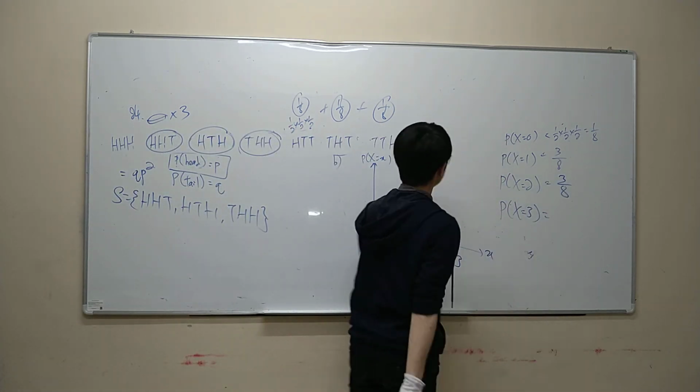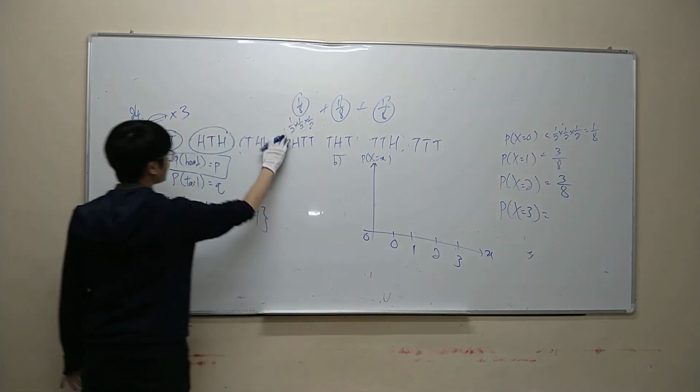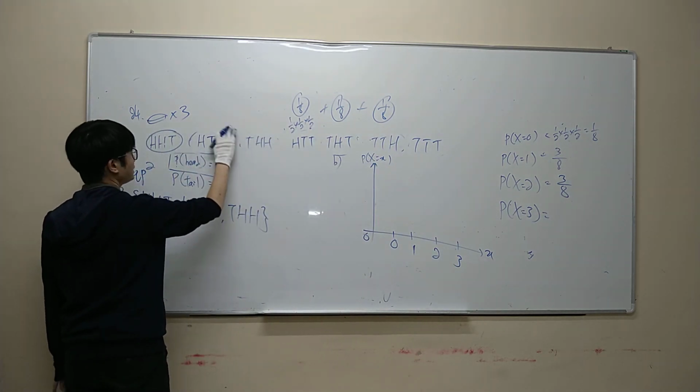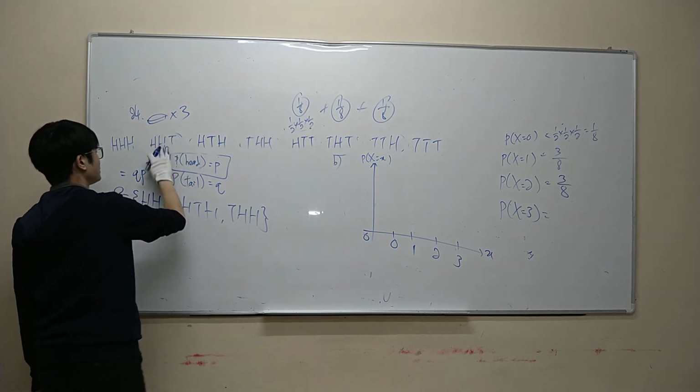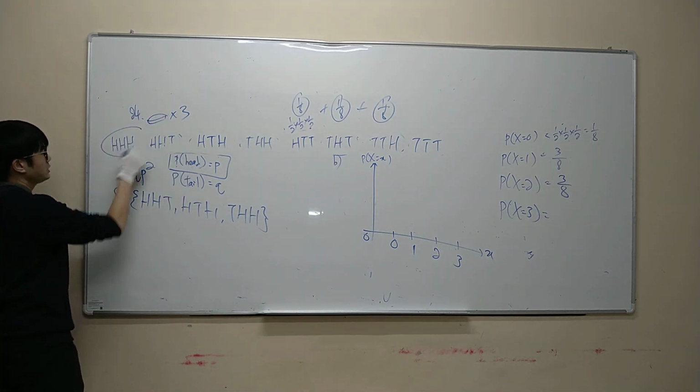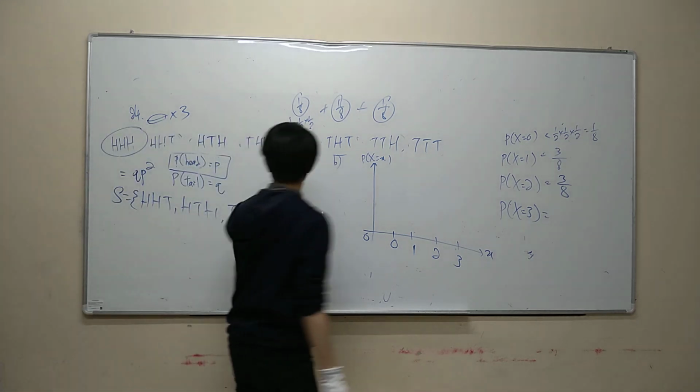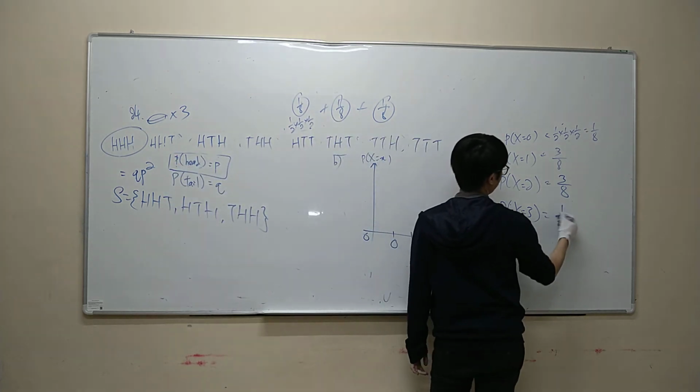Alright, the last one is P(X = 3). It means all 3 tosses are heads, all success. This one: 1 over 2 times 1 over 2 times 1 over 2, so it's 1 over 8.